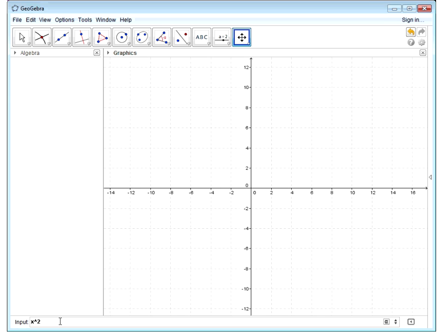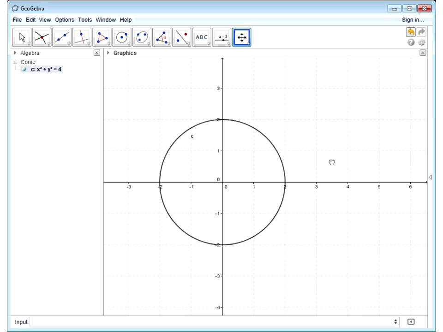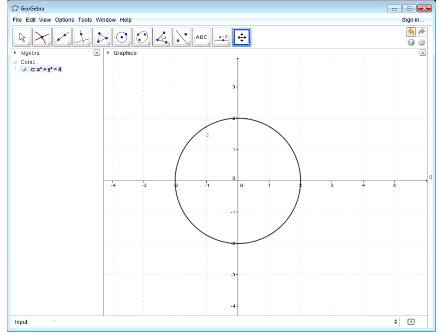So X squared, remember to use your little caret symbol there. That's right over the 6 key on your keyboard. So I hit X and then Shift 6 and then 2 for X squared. And it was plus Y squared equals 4. So that's a circle with a radius of 4, and I'm going to move this around so we can get a little better look at that. Okay, so I'm centering it here.